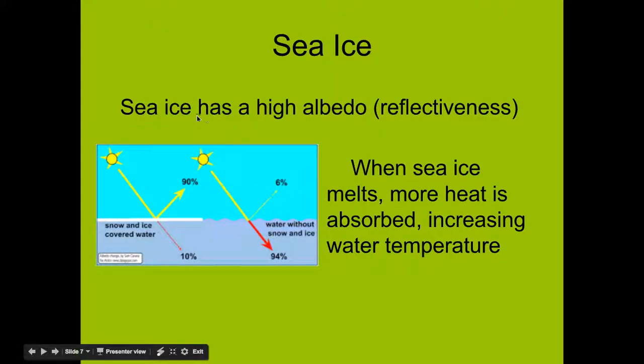Sea ice has what's called a high albedo. Those of you taking Latin or who studied stems might recognize this stem, alba. That stem means white, which is the color of sea ice. Basically, things that are white reflect light. So sea ice reflects light, which is great.